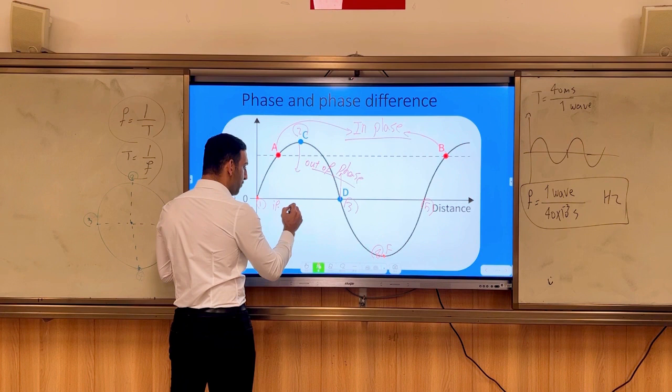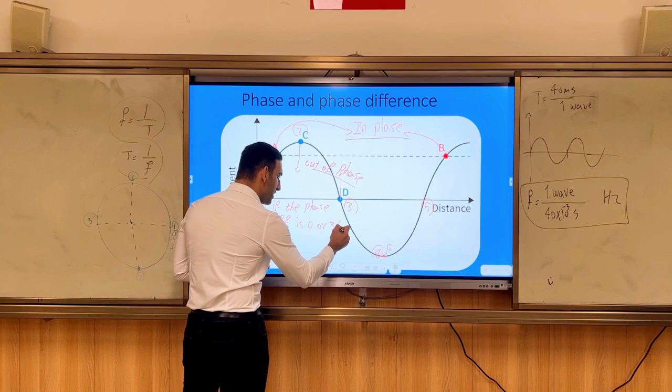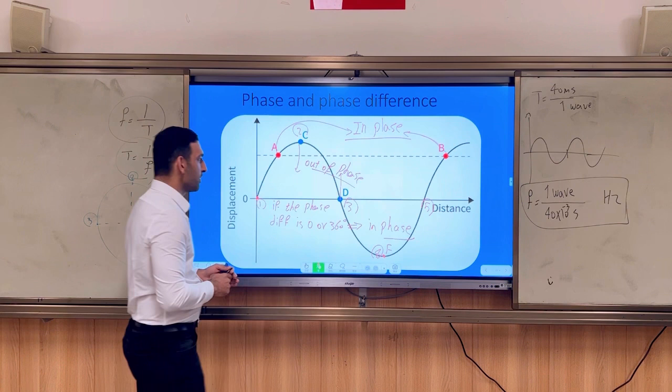if the phase difference is 0 or 360 degrees, then these two points are in phase. In phase. How about point 1 and 2? These two.